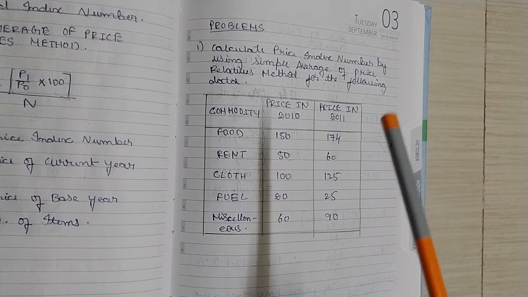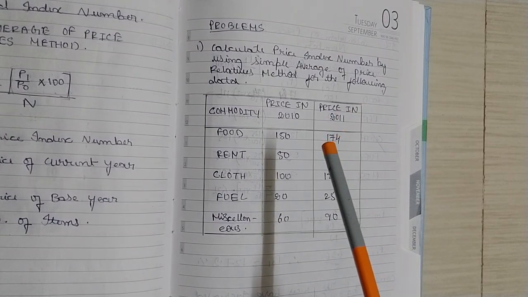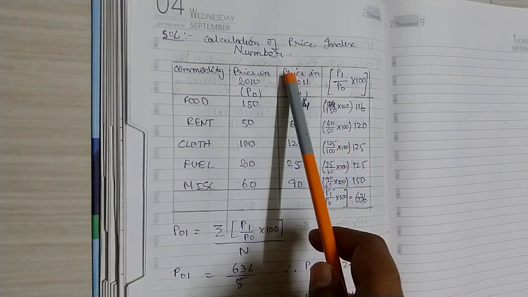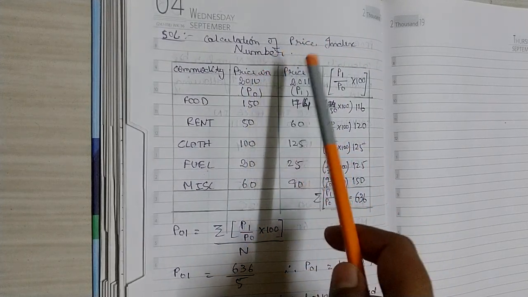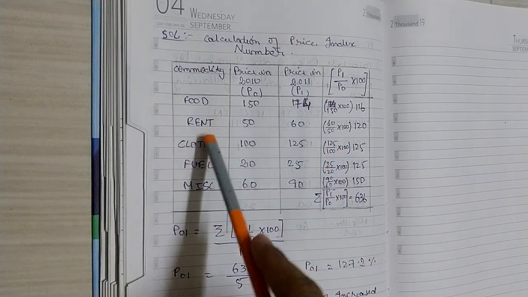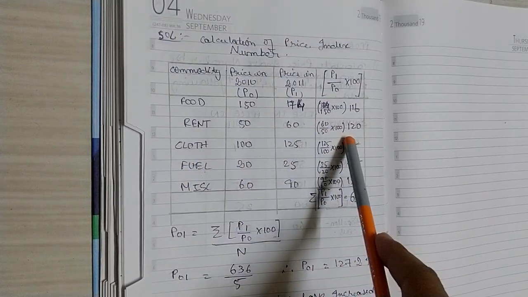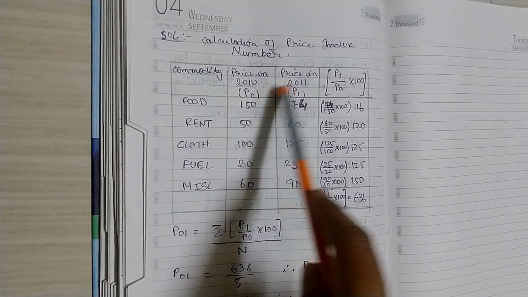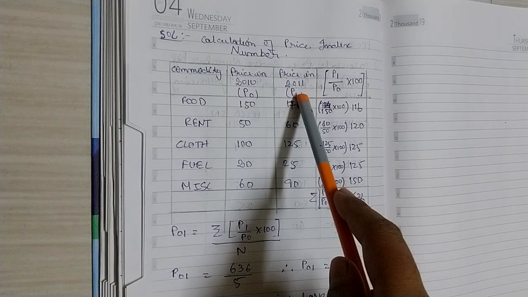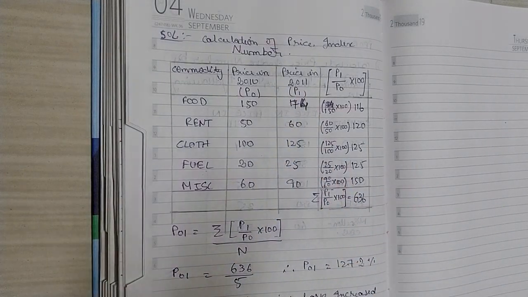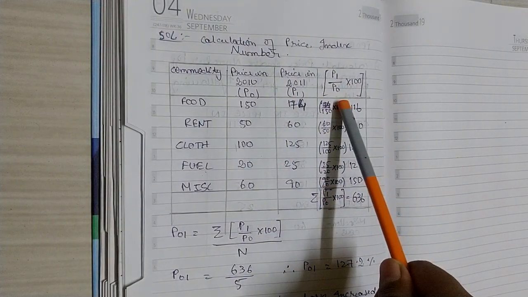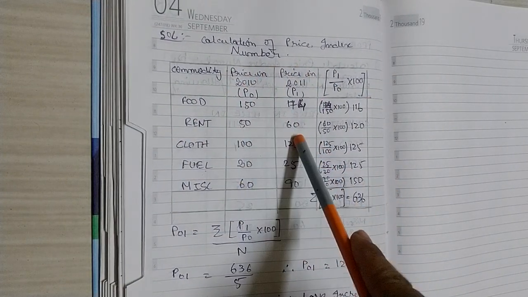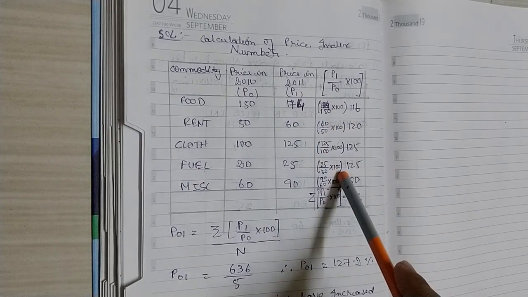So we shall be moving to the solution for this problem now. Solution for the first problem: calculation of price index number using average of price relatives method. How many columns do you require? You require 4 columns. One column for commodity, one column for P0, that is prices in 2010, and one column for P1, that is prices in 2011. And the last column, that is P1 divided by P0 into 100. Now put the data in these 3 columns and I will tell you how to calculate the last column.